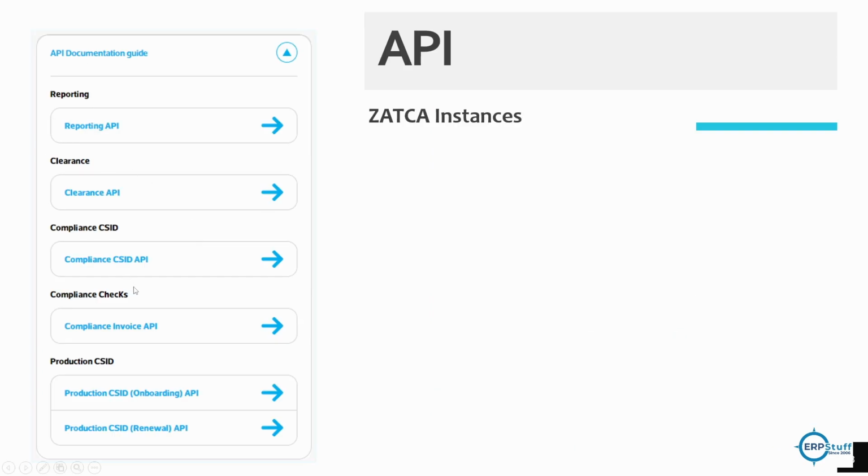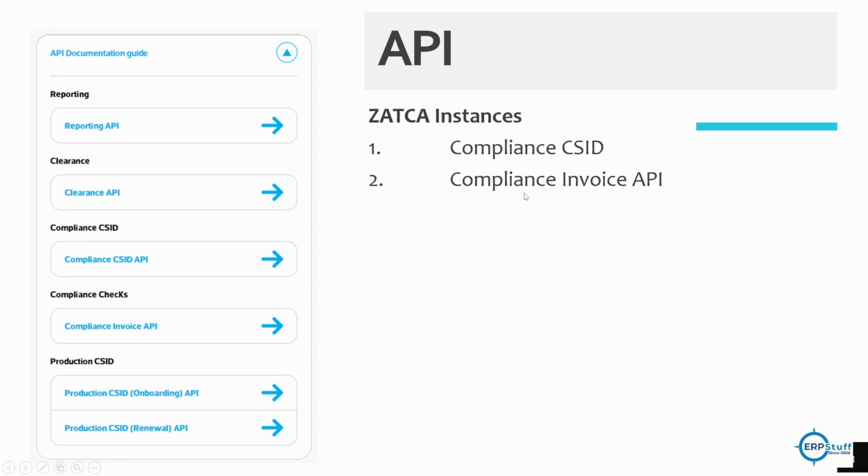If you see here on the left side, these are different APIs provided by Zatka, and they have a sequence. So let me take them as a sequence. The first one is compliance CSID. This is like an enrollment or onboarding process, where you get registered, you get an exchange of certificates, sort of, and you will get the username and password from Zatka, and then further connectivity will use these security protocols.